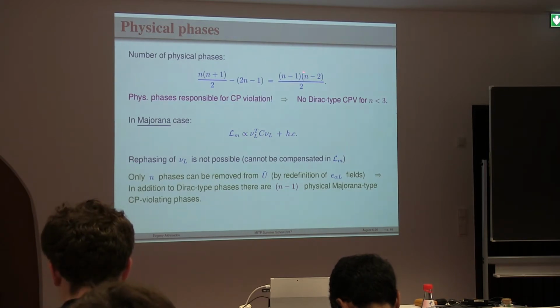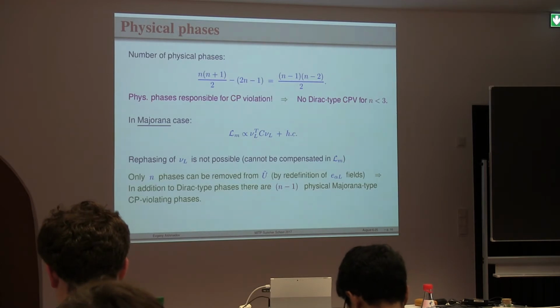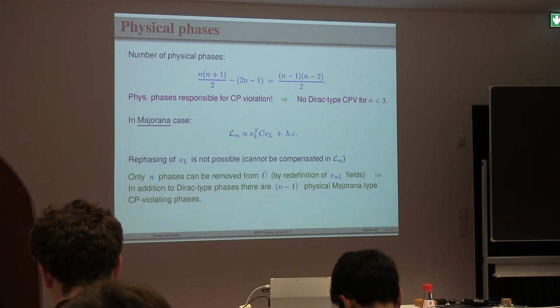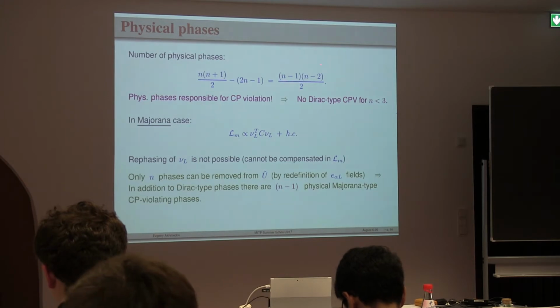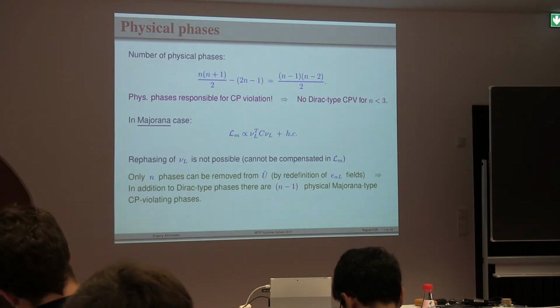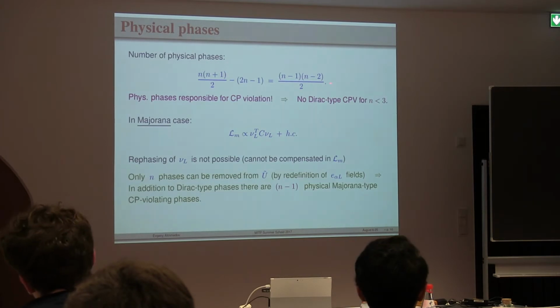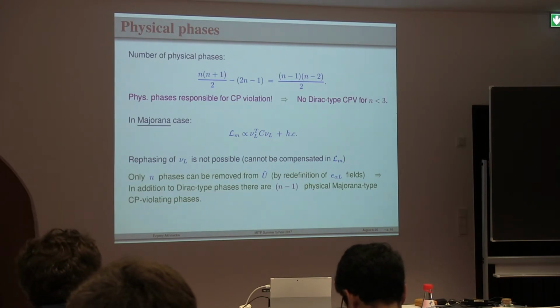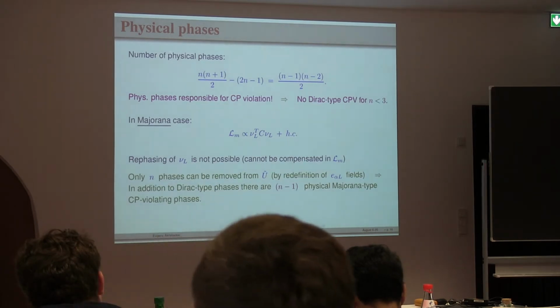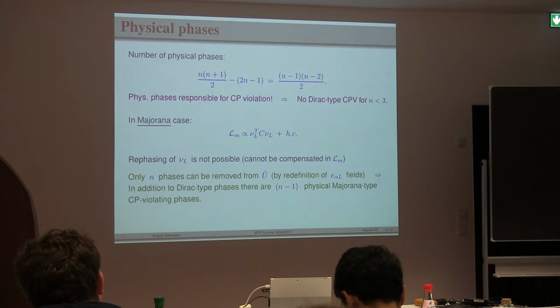And we immediately see that in the two-flavor case, there are no physical CP phases. All complex phases which are in the mixing matrix can be eliminated without any trace. However, if we have three or more neutrino species, then this is a non-trivial quantity. For example, for three neutrino flavors, this is one. So in the usual standard situation with three neutrino flavors, we have one Dirac type CP violating phase. So this was about Dirac neutrinos.